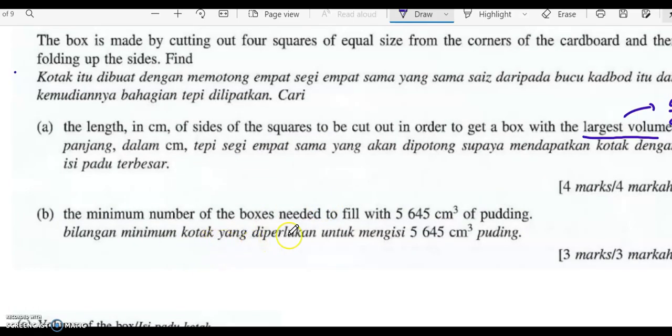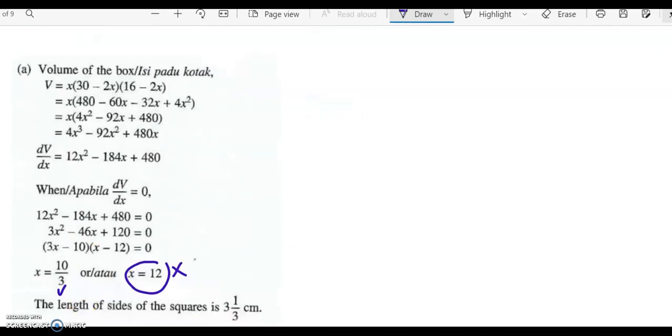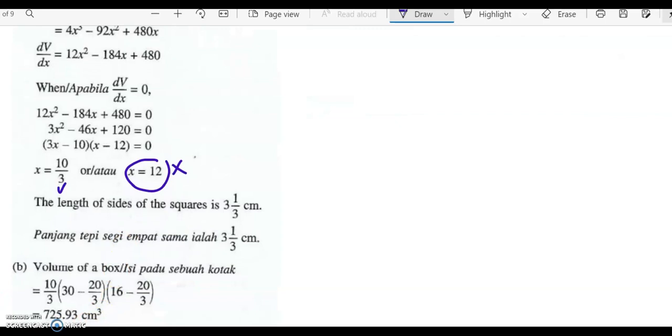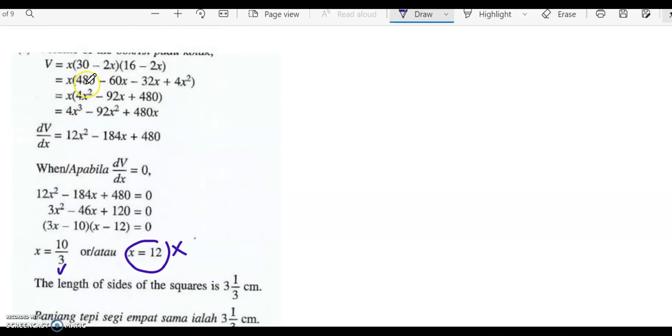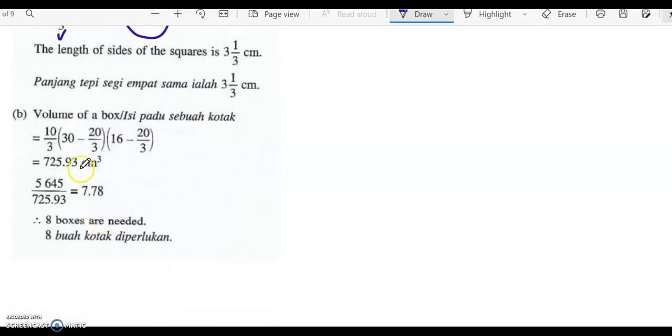The minimum number of the box needed to fill with this pudding. Okay, so kita kena bahagi dia. Okay, since kita dah dapatkan value x tadi, kita kena cari dulu value of box tu dulu. So kita substitute value of x which is 10 over 3 daripada sini tadi. Okay, you masukkan dulu, and then you dapat this part, you bahagikan dengan volume pudding. Jadi kat sini kita perlukan 8 boxes needed. Okay, itu sahaja untuk question 1 until question 3.